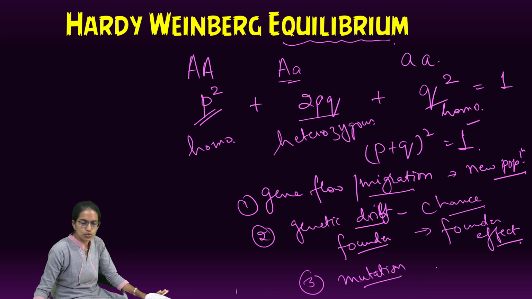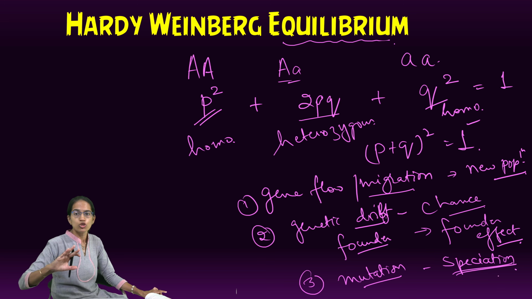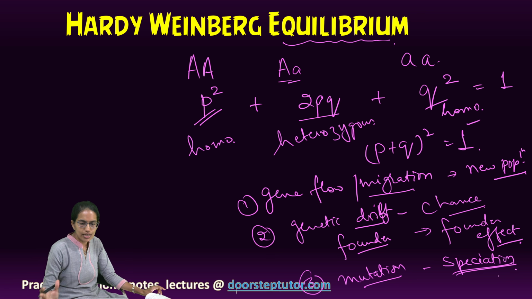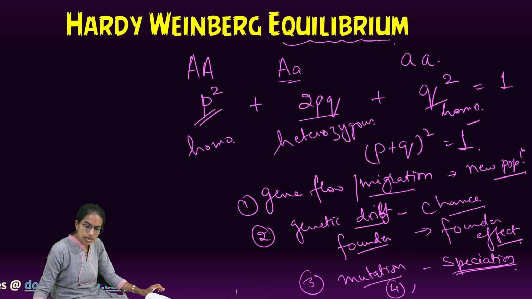Mutation leads to speciation. That means new species are created. When there is a mutation in the population, new species can be created. The next important one is the recombination.